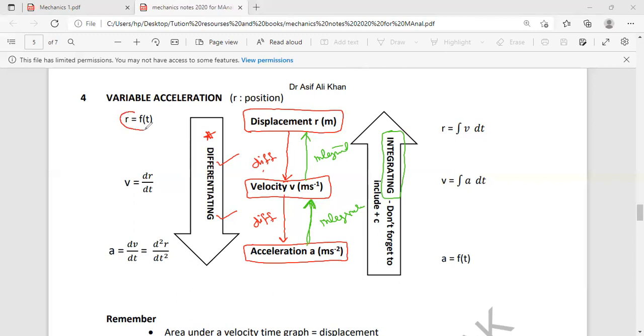Here a displacement function r is given. Whenever you differentiate r, dr by dt, you get velocity. When you differentiate velocity, dv by dt, you will find the acceleration expression. Similarly, here a function acceleration is given. When you integrate a, you will find velocity. When you integrate velocity, you will find r. This arrow sign shows how you can go with this. Here he also mentioned that r is position or displacement.